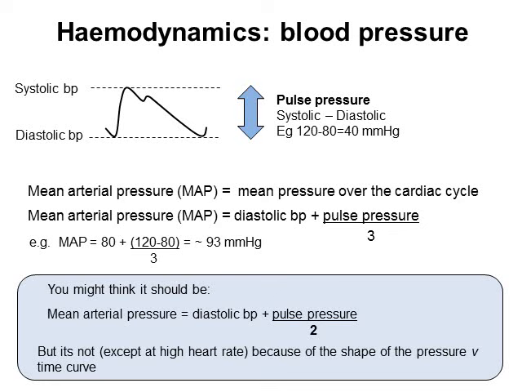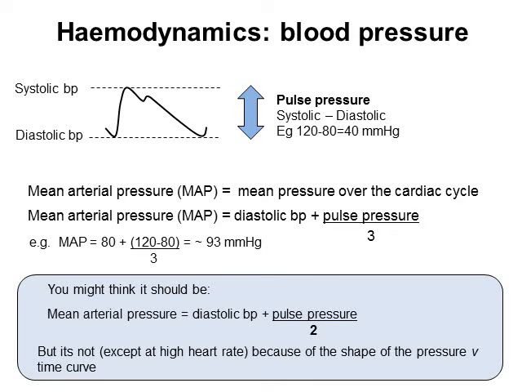What we're actually interested in when we look at people's blood pressure, although it's very useful to have diastolic and systolic pressures, is the mean arterial pressure over the entire cardiac cycle. So that's the mean arterial pressure, or MAP, being the mean pressure over the cardiac cycle. We can calculate that by taking our diastolic blood pressure plus the pulse pressure divided by 3. In this example, if we put the figures in, the MAP equals 80 plus (120 minus 80) divided by 3, which gives us a mean arterial pressure of approximately 93 millimeters of mercury.